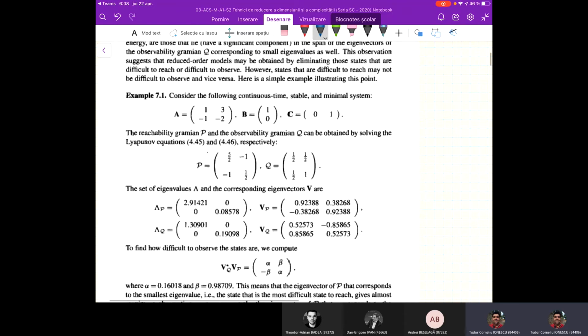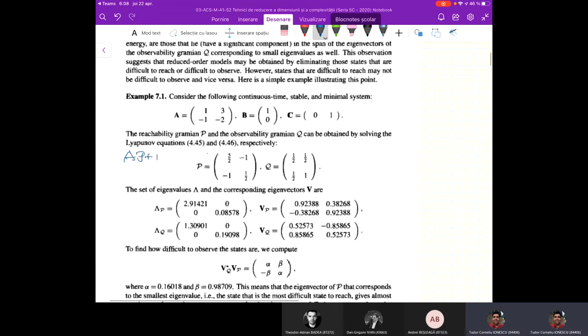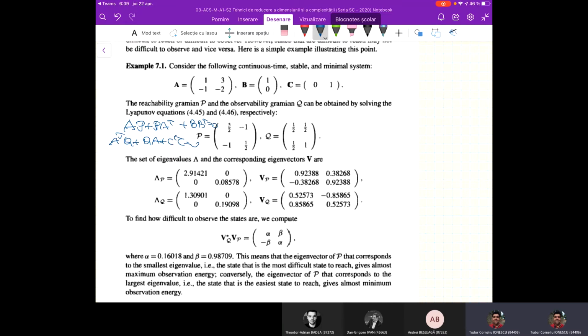Okay, the Lyapunov equations. AP plus PA transposed plus BB transposed equals 0, and A transposed Q plus QA plus C transposed C equals 0. These are the two Lyapunov equations to be solved. And then you have P and Q. Look at them, P and Q. And then you see the eigenvalues of P and Q and their corresponding transformation given by the eigenvectors.